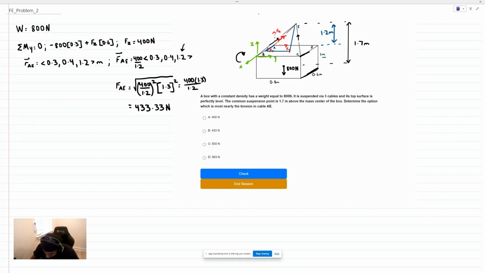If we took a moment about the line AC, we know that the force A is not going to produce any moment. The force C isn't going to produce any moment. The weight intersects that line AC. So that means that the moment produced by B must be equal to 0. That means that the tension in cable B is actually equal to 0. So that's something that wouldn't even require any work, just a good conceptual understanding. So that could be a good question as well.